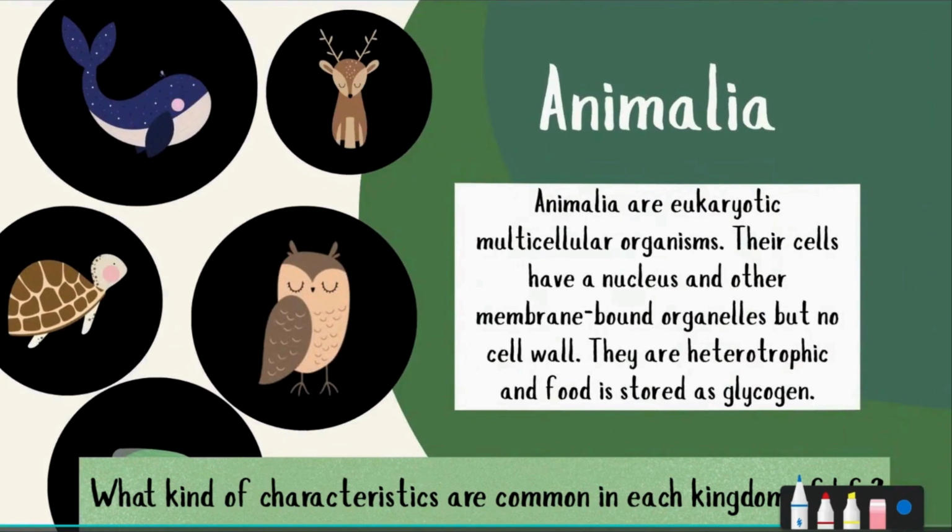And then finally, we have our Animalia, which is what our cells are made up of. Animalia are eukaryotic multicellular organisms. Their cells have a nucleus and other membrane-bound organelles, but they do not have a cell wall. They are heterotrophic, so we do need to eat to get our energy, and our food is stored as glycogen.